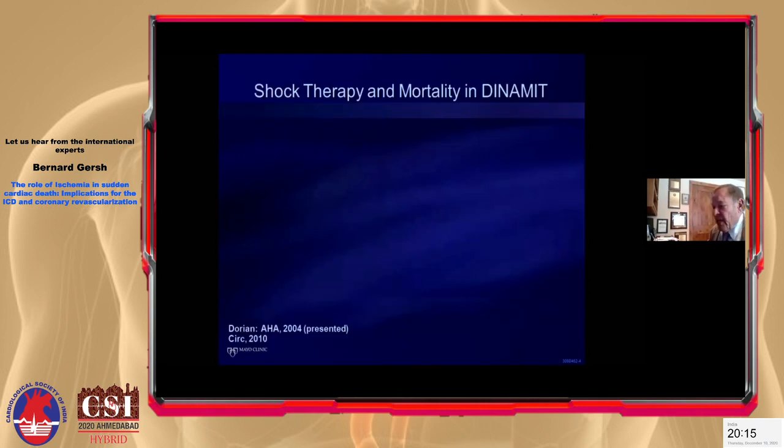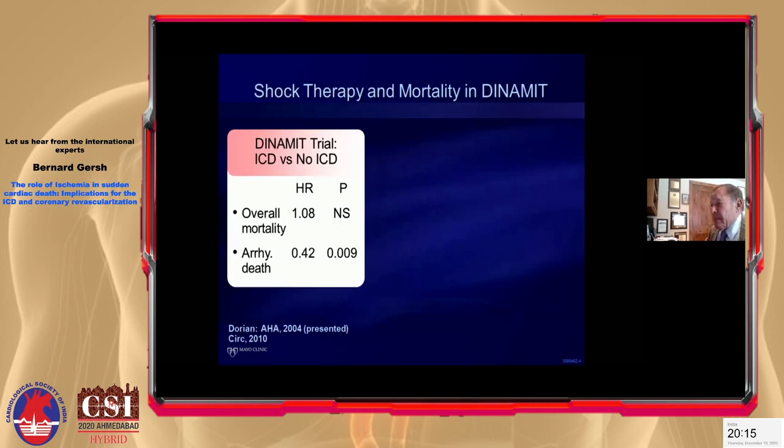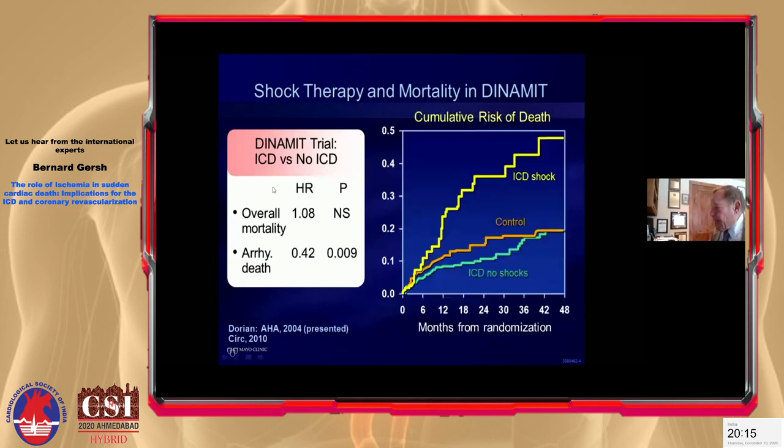And then in the DINAMIT trial, there was a very interesting observation presented in 2004, but actually only published in 2010. And that is that if you look at people who got an ICD versus no ICD, there was no difference in overall mortality, but arrhythmic death was strikingly reduced by the ICD. But then why not an effect on mortality?